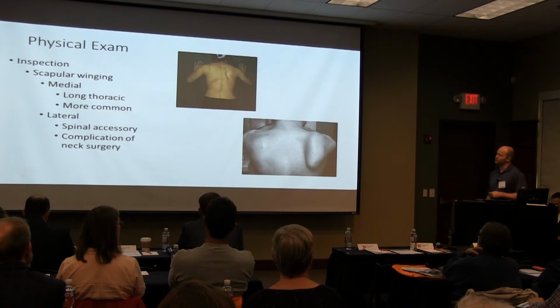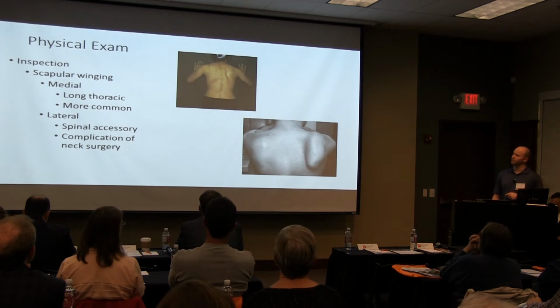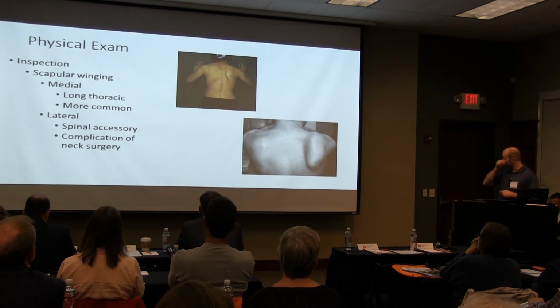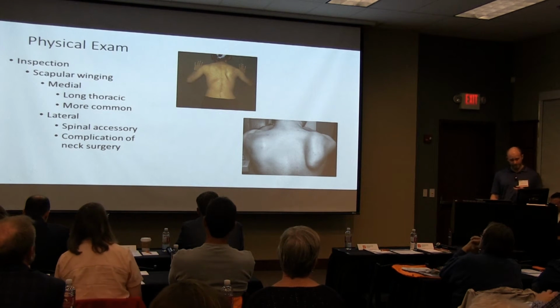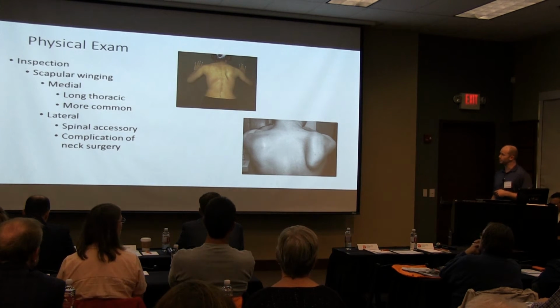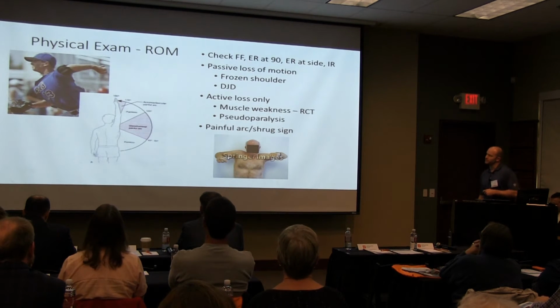There are two types of scapular winging. Medial winging is the most common, typically idiopathic. It's a long thoracic neuropathy. The picture on the bottom is an example as well. It's a little more prominent. Spinal accessory nerve palsy is how you get lateral winging and trapezius atrophy. Every time I've seen it, which is probably three times, it's been a complication of neck surgery. The next thing you'll want to do is check their range of motion.